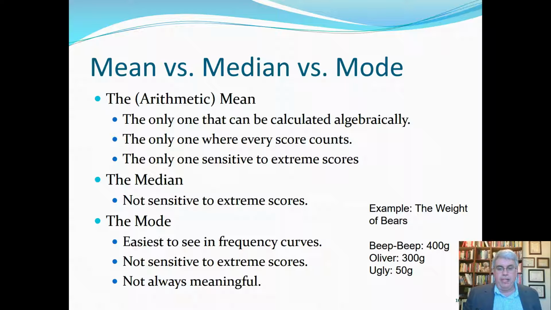And it's the only one that's sensitive to extreme scores. If you want to make sure you're including the people that are not too normal, you need to use the mean. Now, the median, as we said before, is not sensitive to extreme scores. So when you want to present information that doesn't include the outliers, the median is very useful. The mode is useful because it's the easiest to see in frequency curves.